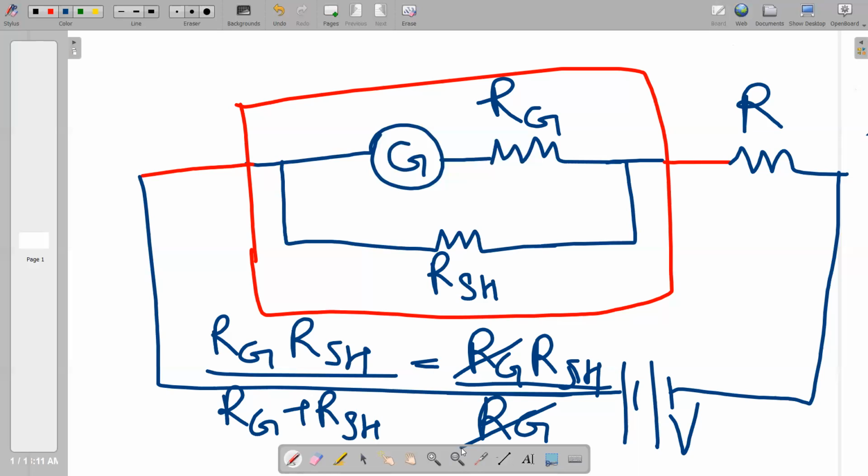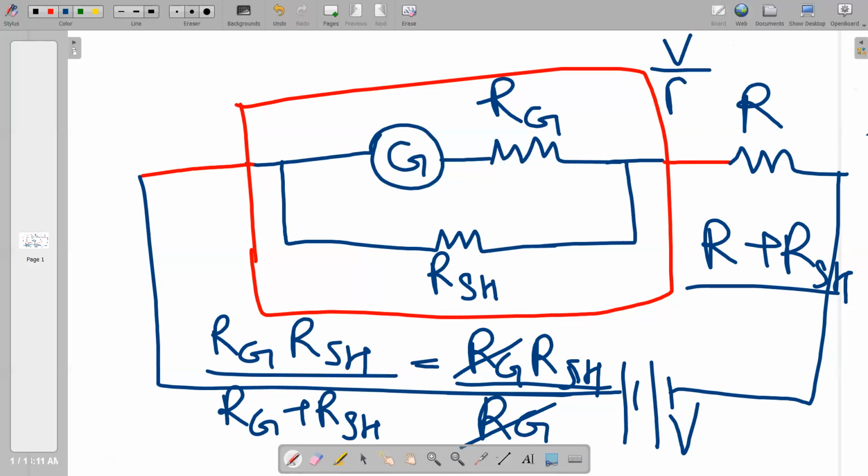Because R is in series with RSH, R plus RSH will again be R, and the current through this resistance will still remain V by R, because the total resistance now becomes R plus RSH, and the current is basically V by R plus RSH. Okay, and R plus RSH is R, and this is equal to V by R.